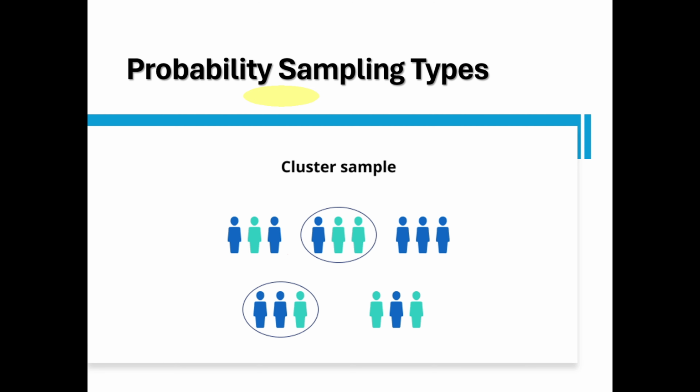Now let's discuss probability sampling types. Cluster sampling. What do we mean by cluster sampling? You create clusters and then you pick them up. We will discuss cluster sampling in detail with examples in future.